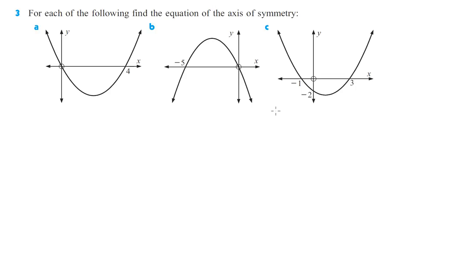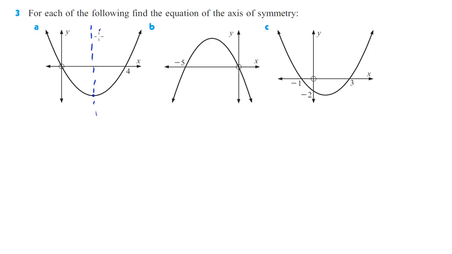All right, so the first one we're starting with is number 3. For each of the following, find the equation of the axis of symmetry. So remember, the axis of symmetry is the vertical line that goes right through the vertex. All right, so that is our axis of symmetry.